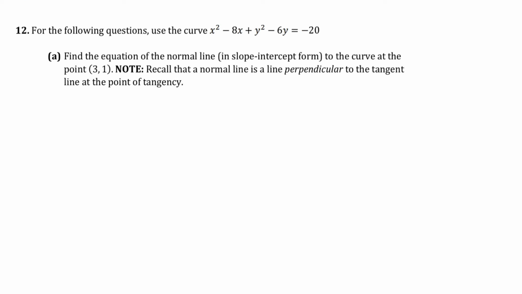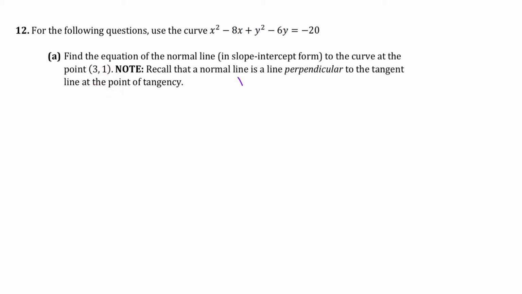All right, so for this problem, for number 12, I went ahead and screenshotted it because it's a lot easier to work with the screenshot. So we have a curve, and we want to find the equation of the normal line to the curve at the point 3, comma 1. A normal line is going to be the line perpendicular to the tangent line at the point of tangency, so at the point 3, comma 1.